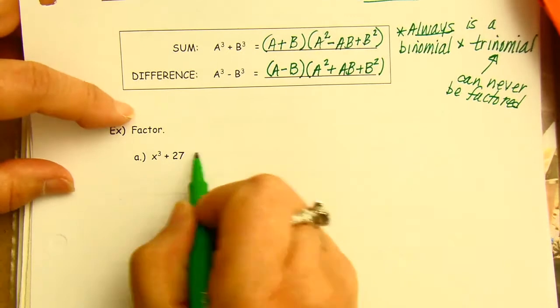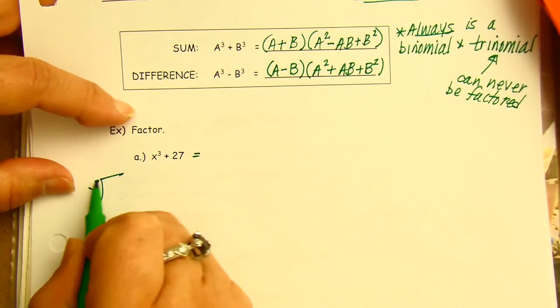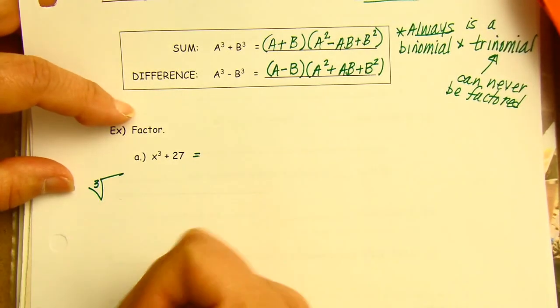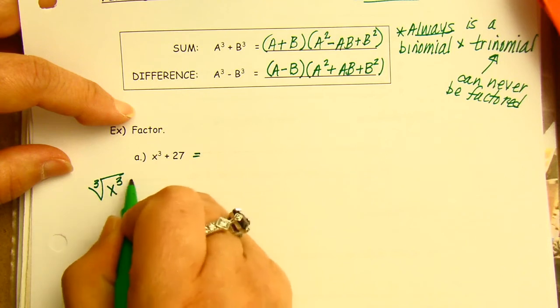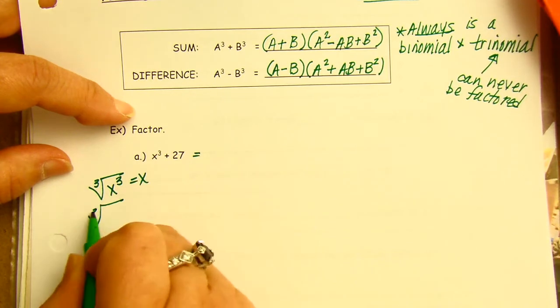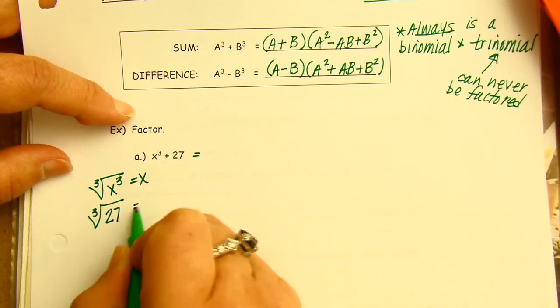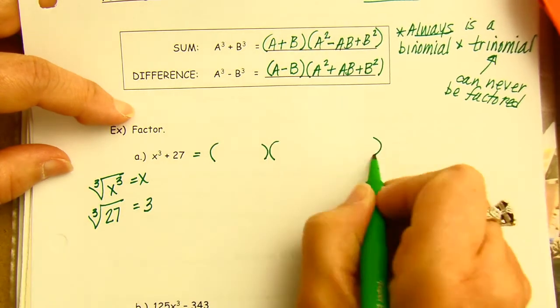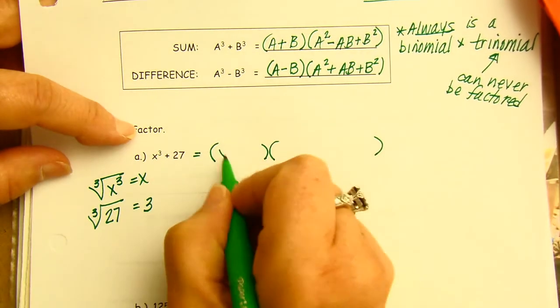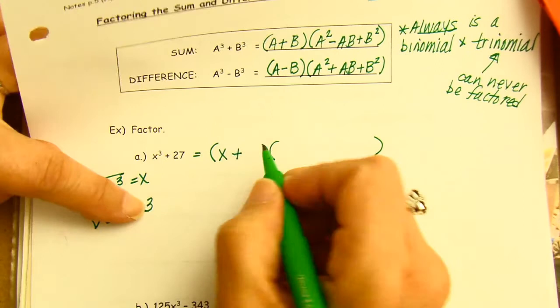Okay, so how are we going to do this? Well, this time we're taking the cube root, because x cubed is a cube and 27 is a cube. So the cube root of x cubed is x. The cube root of 27 is 3. So here's my a and my b. Okay, I'm going to set it up. My a is x, my sign is plus, my b is 3.